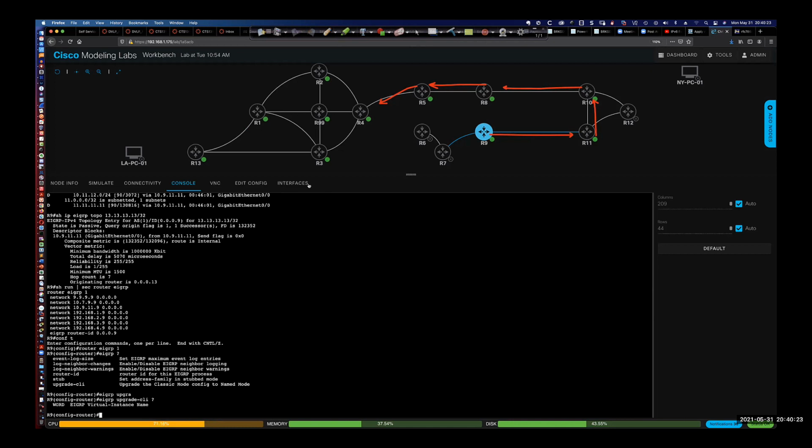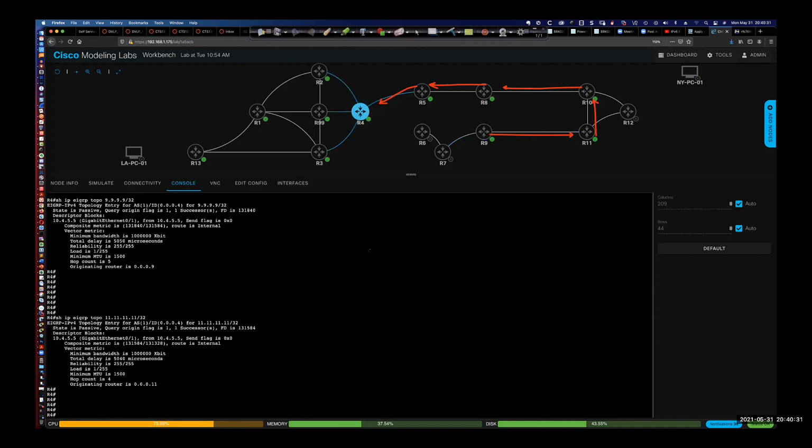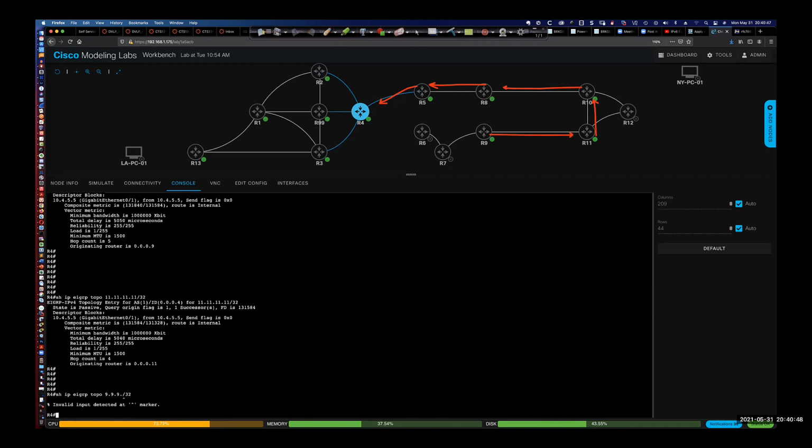Now, let's take a look, and we'll do it from router 4's perspective here, because it'll be a little bit easier to talk about with router 4. So remember, router 9 has got this loopback address. So let's say show ip route, not show ip route, sorry, show ip eigrp topology for the 9.9.9.9/32. And I'm going to get an error message there. I left out one of my 9s.